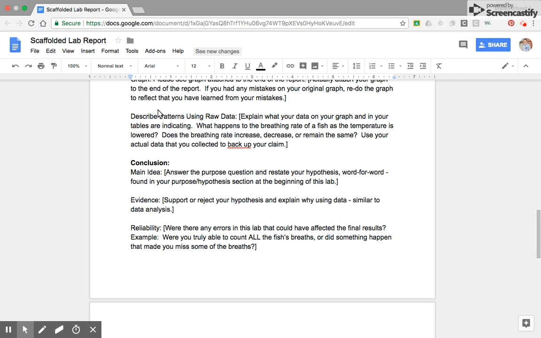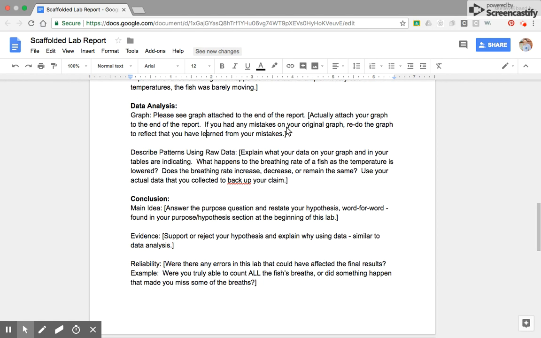Next thing is describing patterns using raw data. So from the graph, what did you notice? What is the trend? So does the breathing rate increase, decrease, or is it remaining the same? And so this is very important. A lot of people will skip over this. You actually need to use actual data to back up your claim. So looking at the graph, talk about certain specific data points in your paragraph.